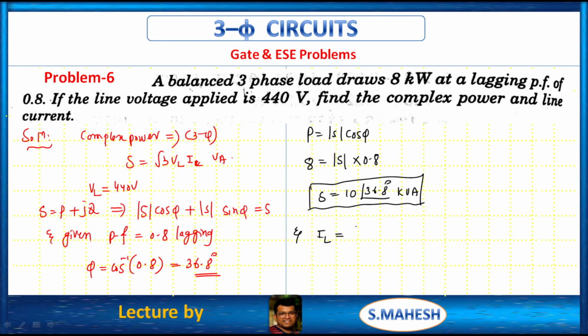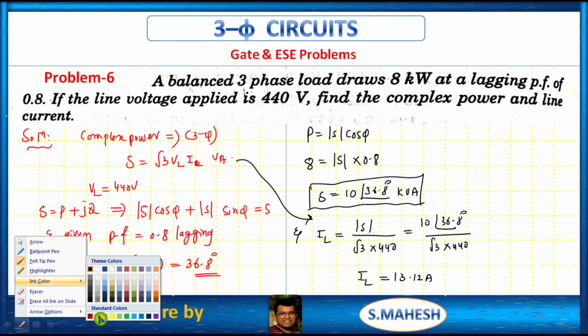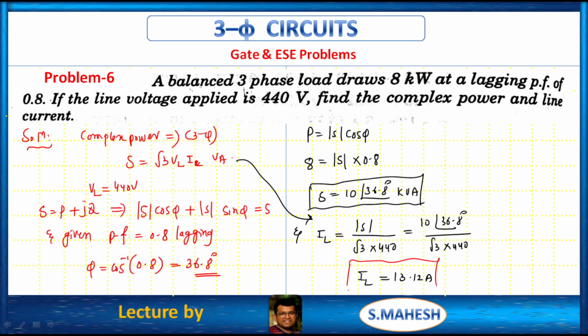IL is mod S by root 3 times 440, which is equal to 10 at an angle 36.8 by root 3 times 440. From this, IL is equal to 13.12 amperes. That's it. This is about the complex power and the line current. From this relation we get the value of S, and we have the power factor and the line to line voltage.